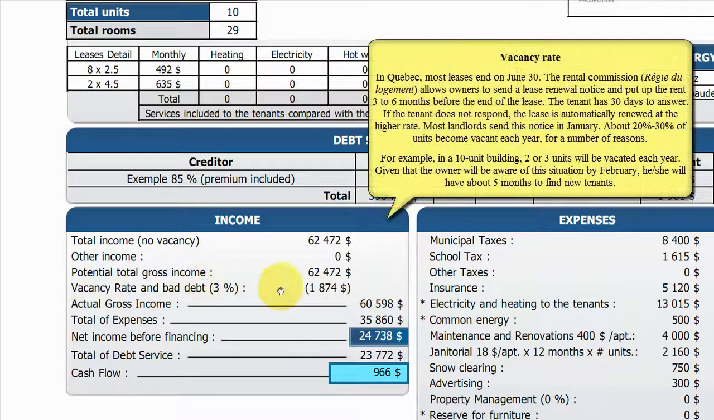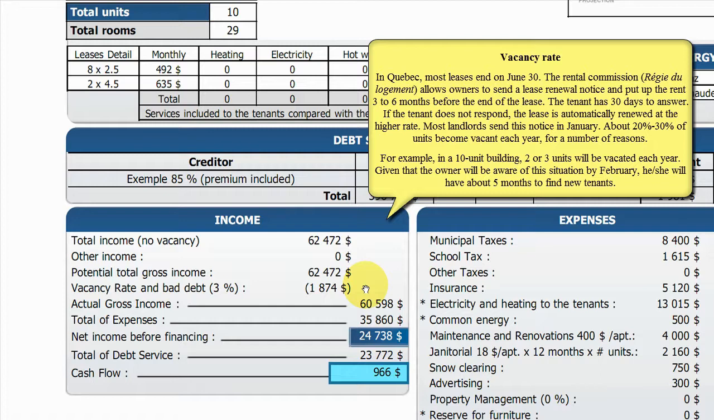Note: vacancy rate. In Quebec, most leases end on June 30th. The Rental Commission, Régie du Logement, allows owners to send a lease renewal notice and put up the rent 3 to 6 months before the end of the lease. The tenant has 30 days to answer. If the tenant does not respond, the lease is automatically renewed at the higher rate. Most landlords send this notice in January.